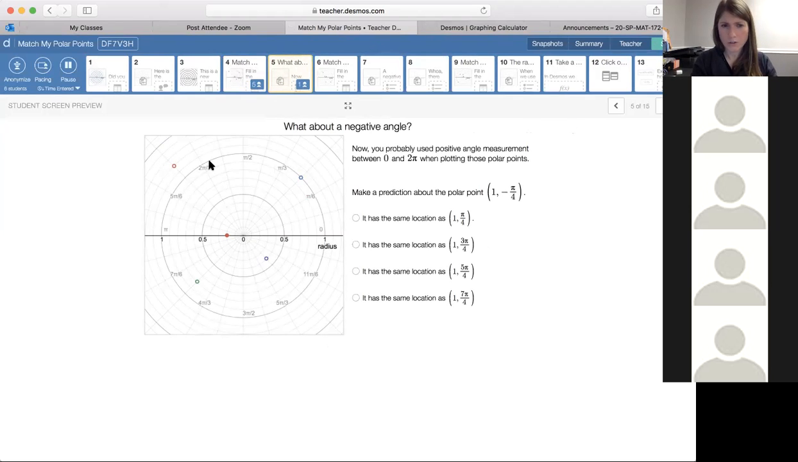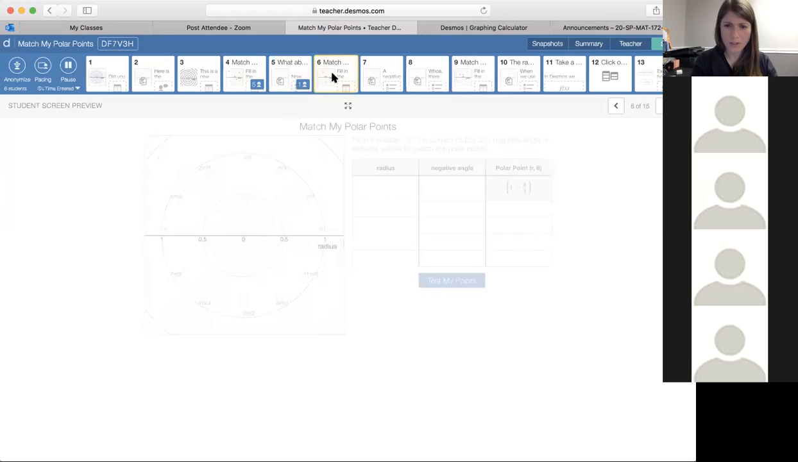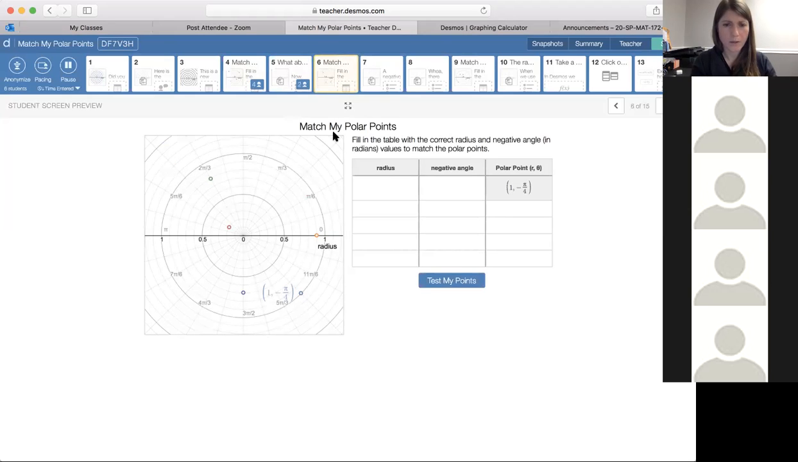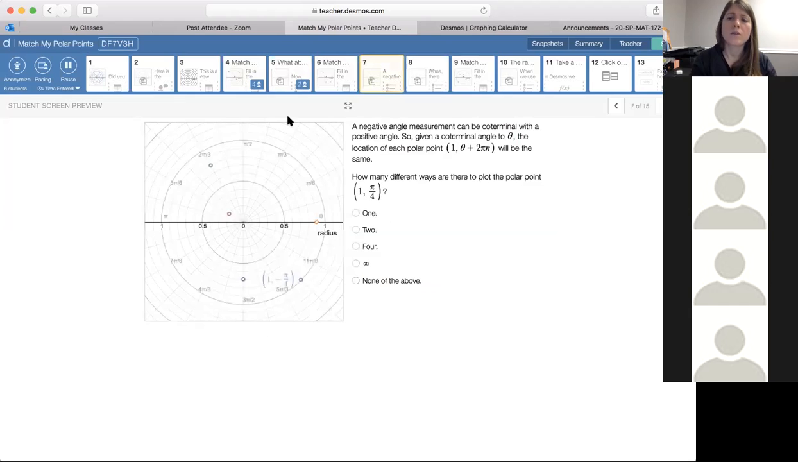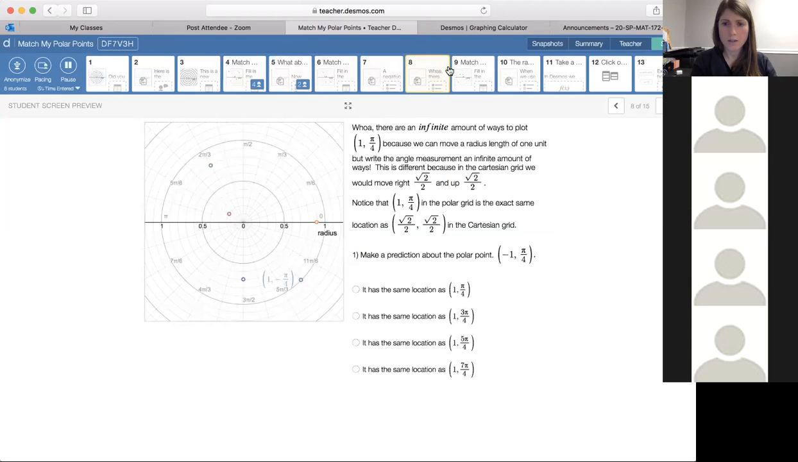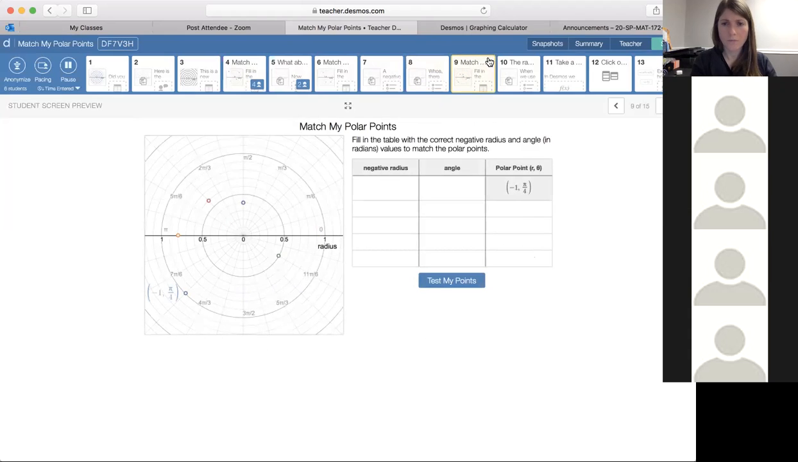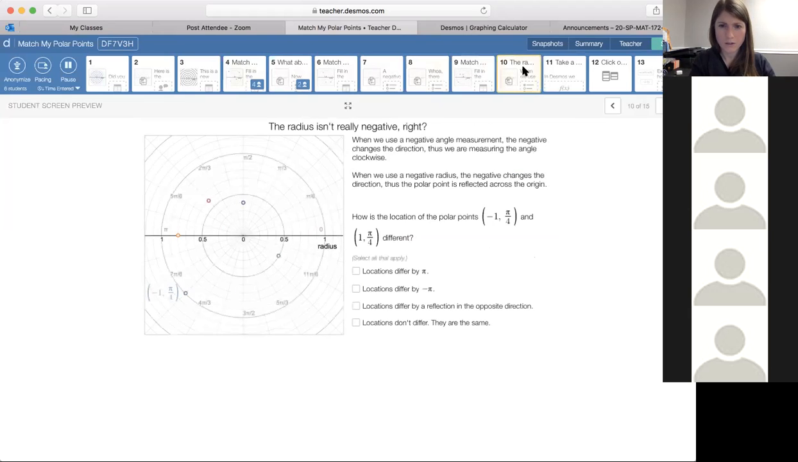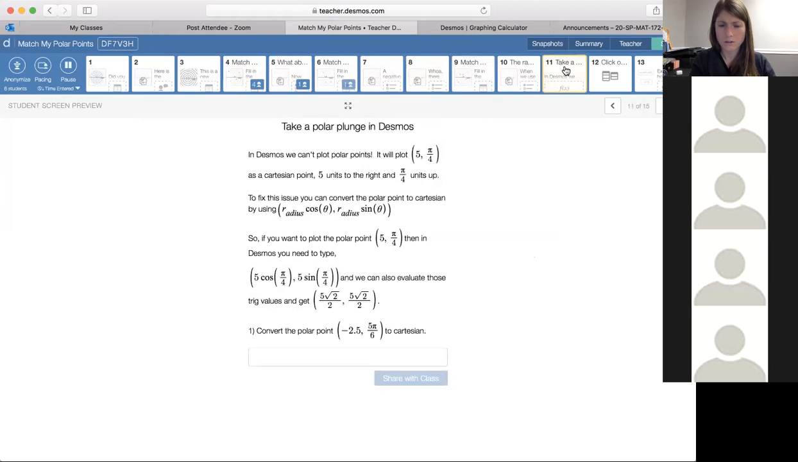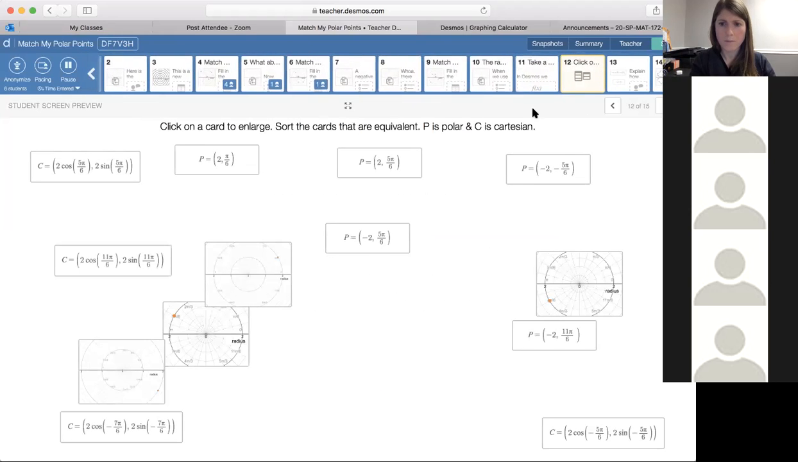Okay, so here you're looking at polar points and predicting. You're going to do a little bit with negative angles. The activity talks about this idea of having different ways to represent the same point because we have coterminal angles that put us in different places. And then, let's see, these type things. So fill in your table, and then you guys are going to do some matching.